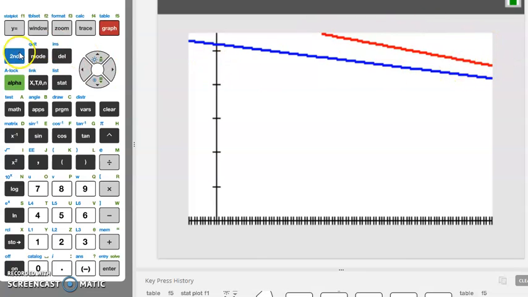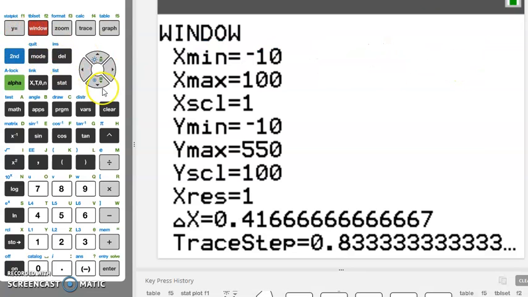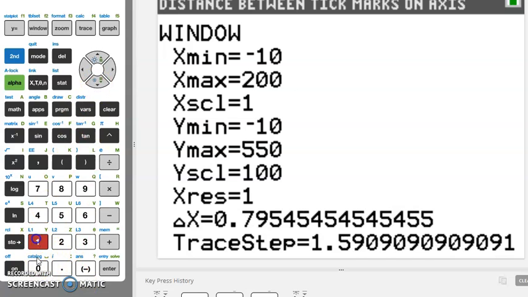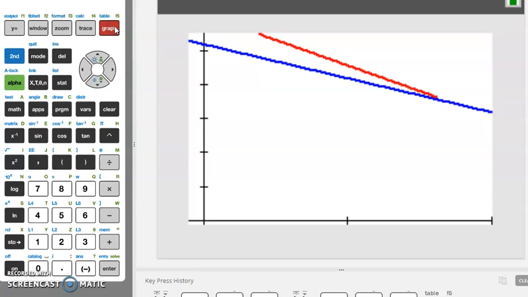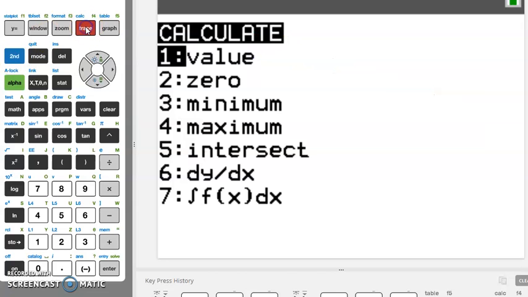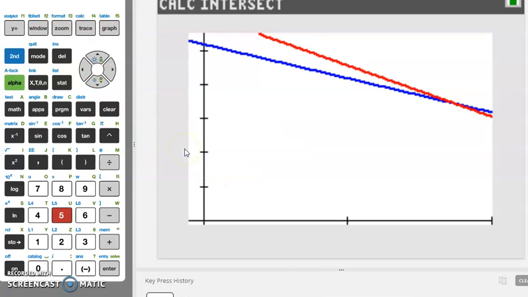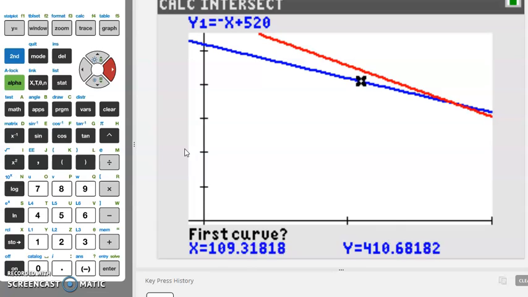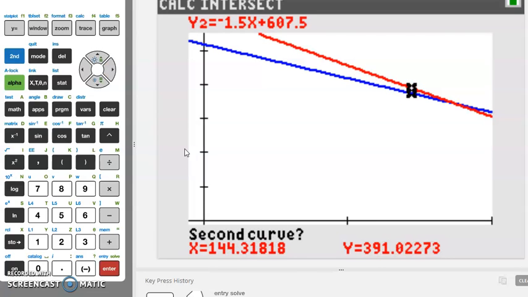So we need to keep going over here with our values for our windows. Let's try 200, then we'll put the scale at 100 again. See if we can get the intersection point now. So we can see that's intersecting, right? Over here. So we do second function, calc, go down to hit 5 or intersect. Just do your cursor to the right until you get close. I mean, that's close enough. Hit enter. It jumps up to the second curve, hit enter, and hit enter for a third and final time.